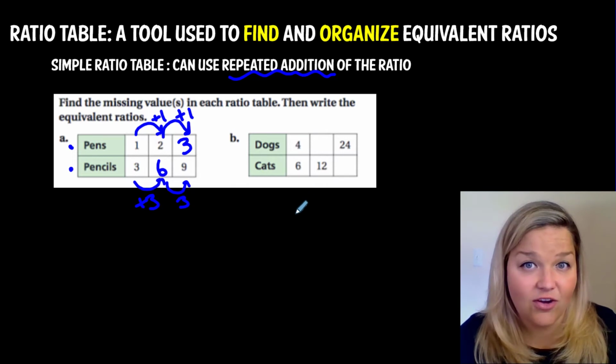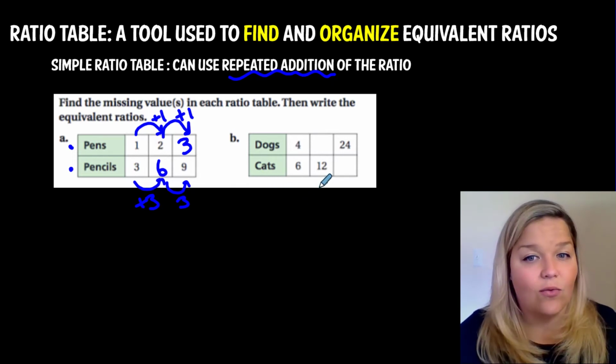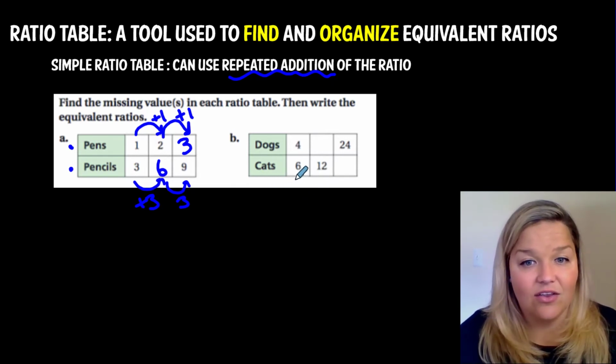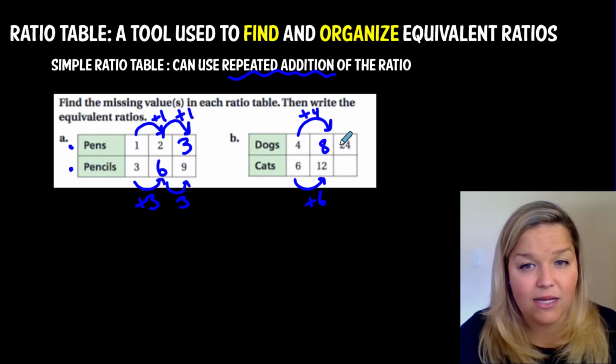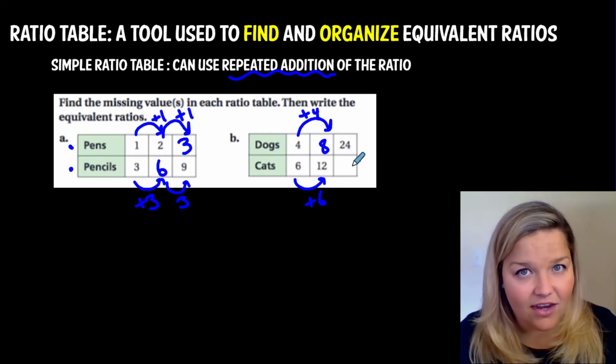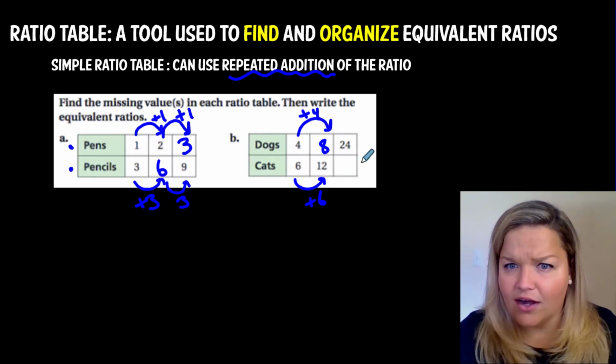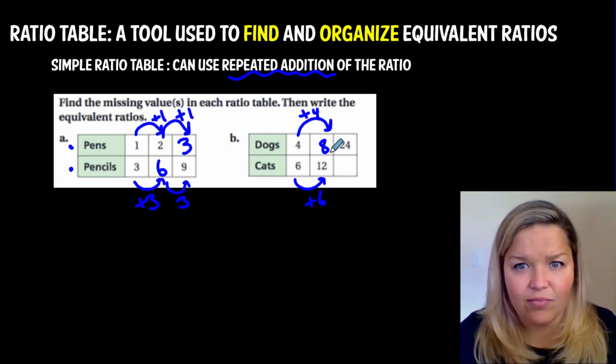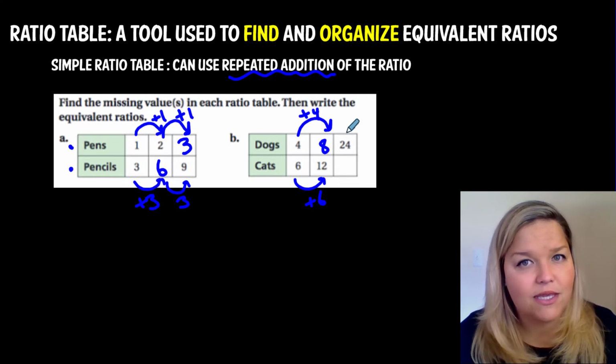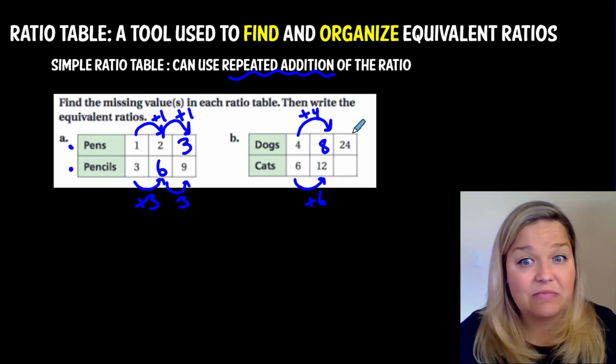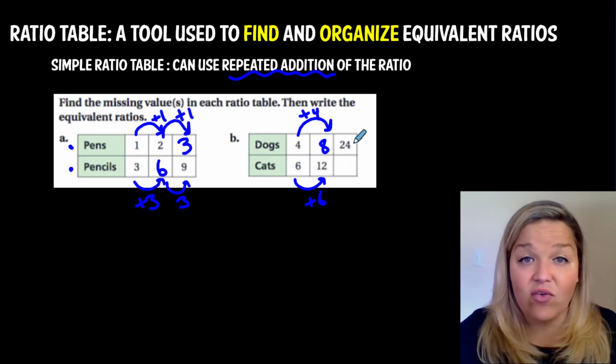Over on another example for dogs to cats, we're going to repeatedly add. So I add a 6 and add a 4. So that would give me 8. Now, wait a second. The rule doesn't work on our last column. If I add another 4, does it get me to 24? It doesn't. Well, I have a couple options.